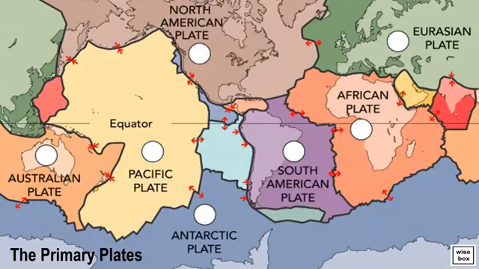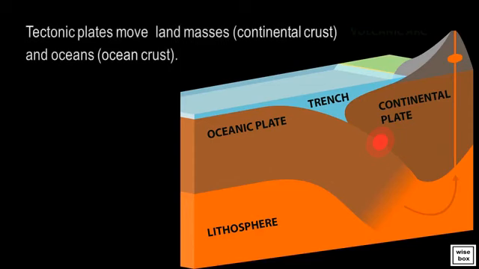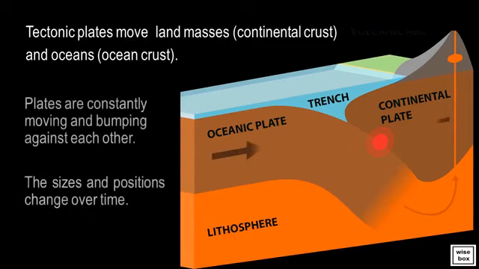The 7 major or primary plates are the African Plate, Antarctic Plate, Eurasian Plate, Indo-Australian Plate, North American Plate, Pacific Plate, and the South American Plate. Tectonic plates move land masses, or continental crust, and oceans, or the ocean crust. And these plates are constantly moving and bumping against each other. Also, their sizes and positions change over time.